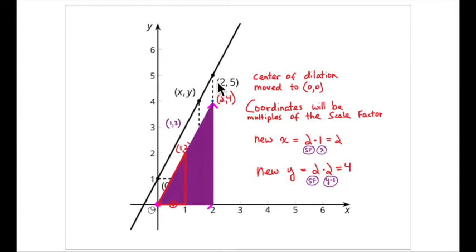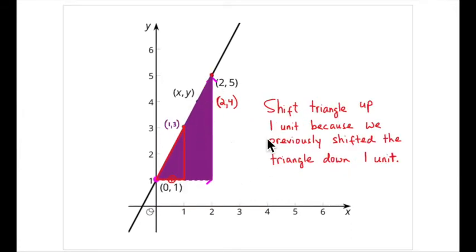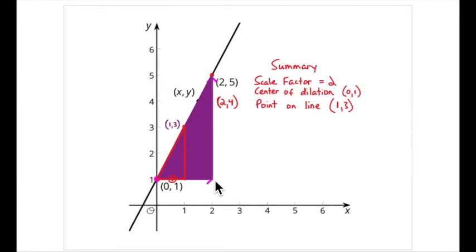But how do we get back up to the line? Well, we have to add that 1 unit back. We have to shift that triangle up 1 unit because we previously shifted the triangle down 1 unit. Where did we do that? That was this 3 minus this 1. We shifted this triangle down this 1 unit to here. Then we dilated it out to here, and now we have to shift it back up. So what are the coordinates in the end?